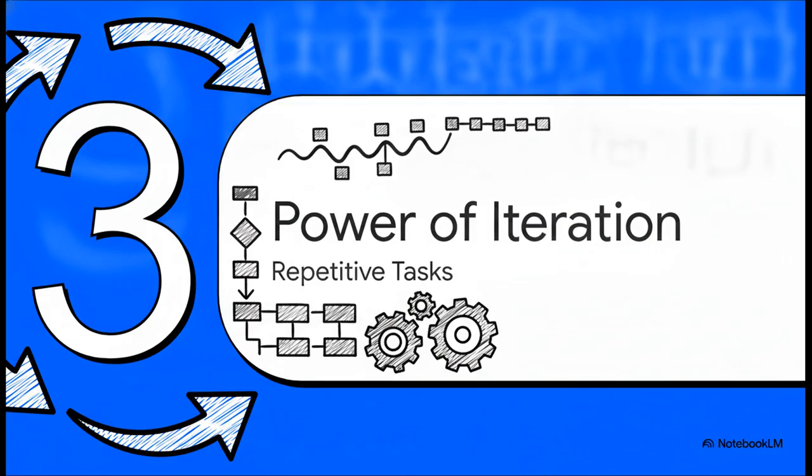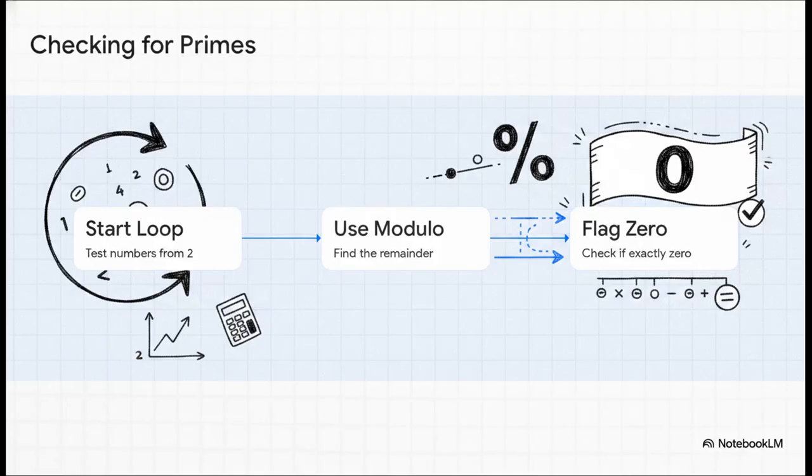Which brings us to Section 3, the power of iteration. Let's break down the math logic here, using prime numbers. And don't worry, we won't just dump raw code on you. To check if a number is prime, both C and Java start a loop, and they usually test numbers from 2 right up to half of our target integer.